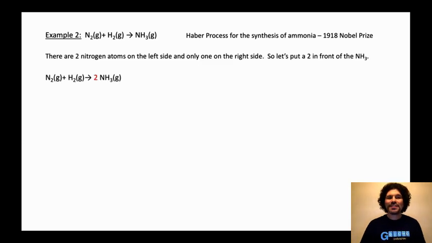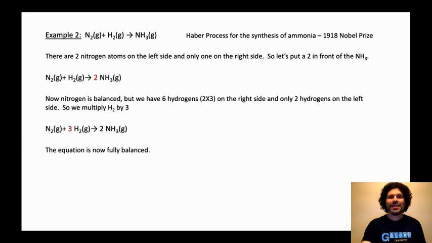So in this process, we have two nitrogen atoms on the left side, N2. Remember, we have to count the subscripts. There are two nitrogen atoms on the left side and only one nitrogen atom on the right side. So if we want to balance nitrogen, which is the easiest to deal with first, let's put a 2 in front of the NH3, and that balances nitrogen. 2 on the left side, 2 on the right side.